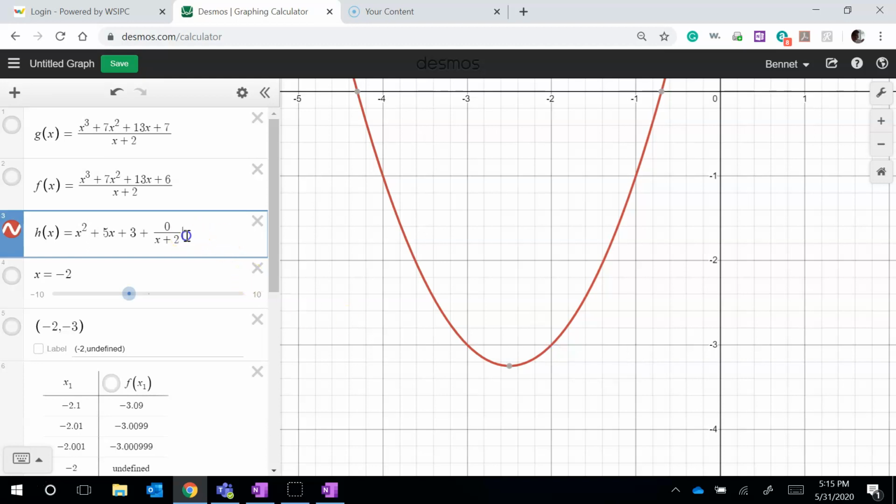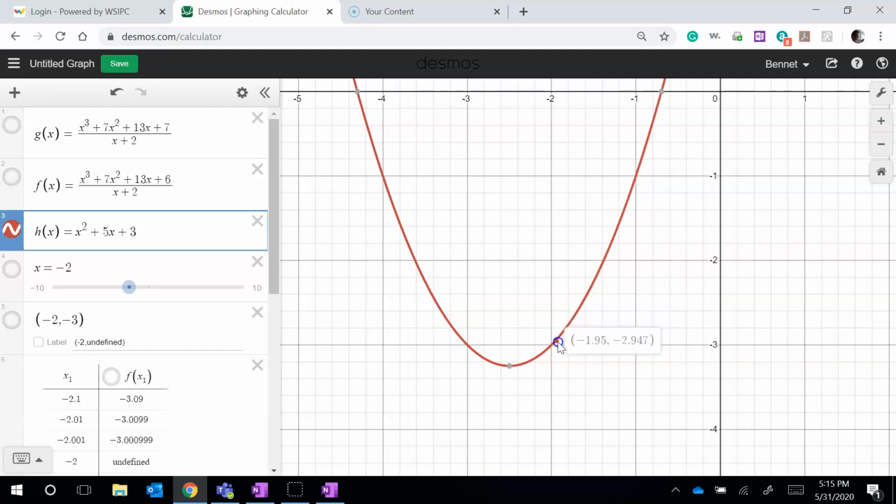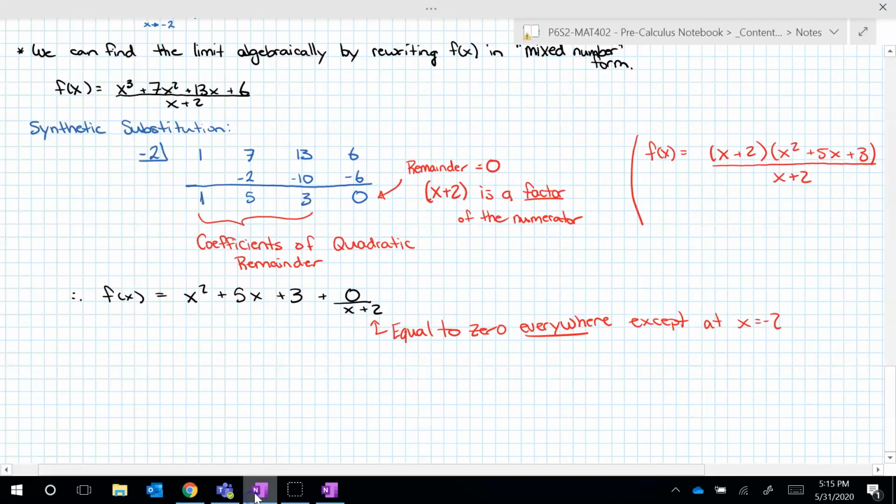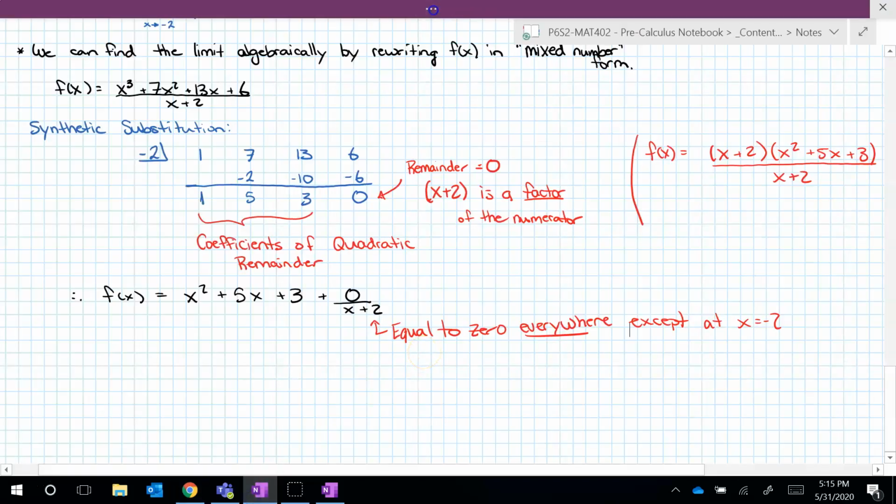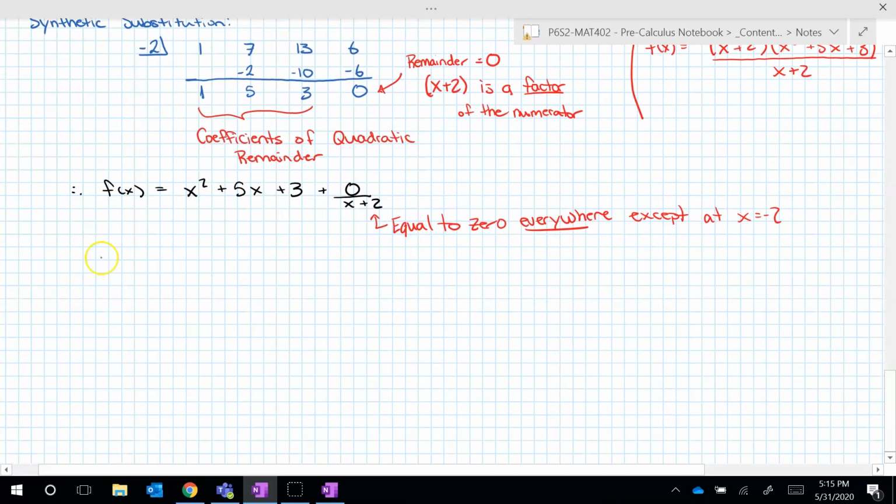But what we do to get rid of the discontinuity is just say, well, let's just ignore this. What would this quadratic function be at -2 if we just got rid of that? What it should be is -3. So if I come back here, I can write this function f of x is equal to x squared plus 5x plus 3 as long as x is not equal to -2.